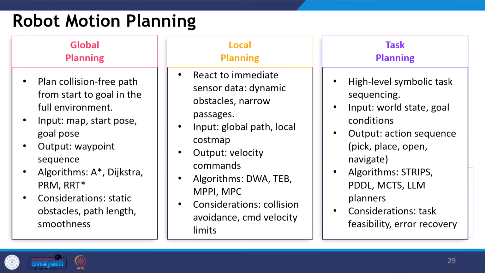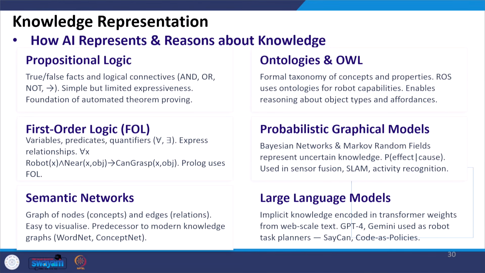So, next is the robot motion planning. Now, in robot motion planning, we could have the global planning, local planning, or the task planning. Okay, so we could have the planning at any level, either local level, global level, or we could have planning for the task.